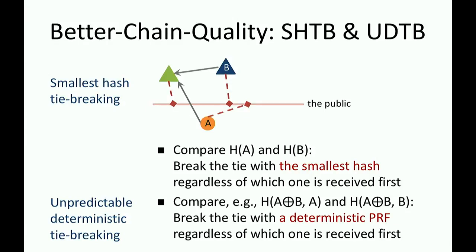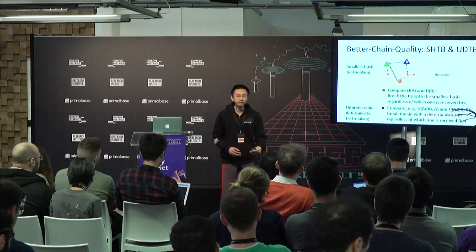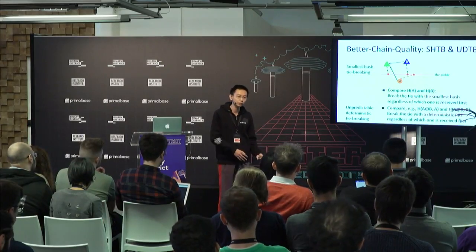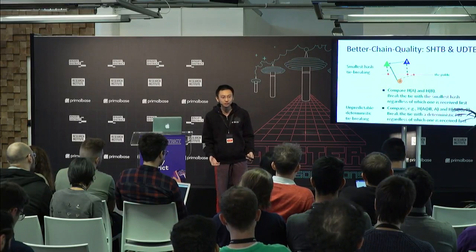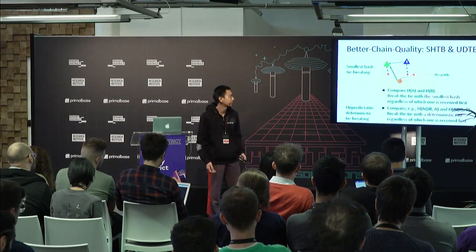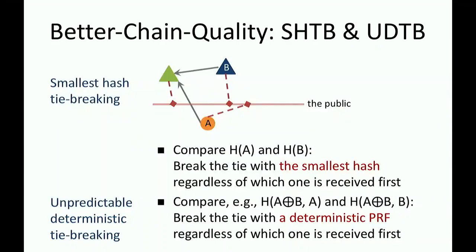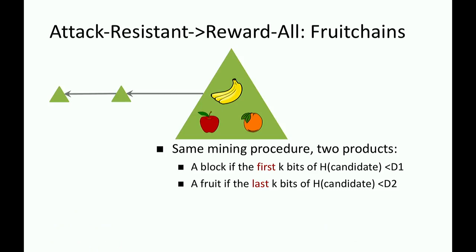The rationale behind the unpredictable deterministic tie-breaking protocol is that as the attacker cannot predict whether he will win the block race with more than 50% chance, the attacker is not rational to perform selfish mining attack. Is that clear? Okay. And for attack-resistant protocols, we choose one protocol from each type of technical approach.